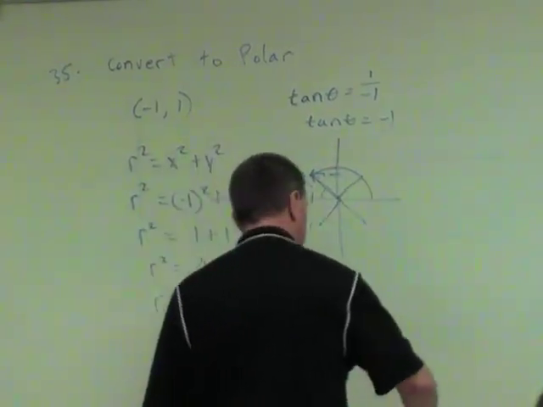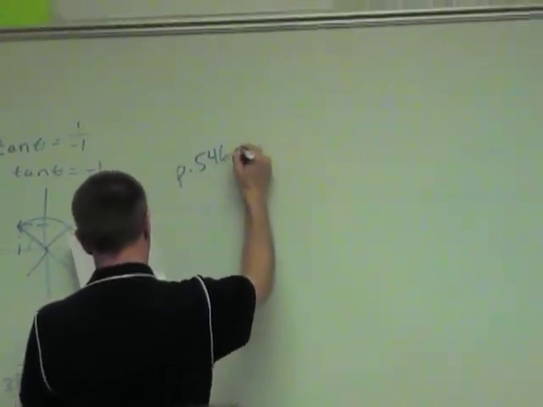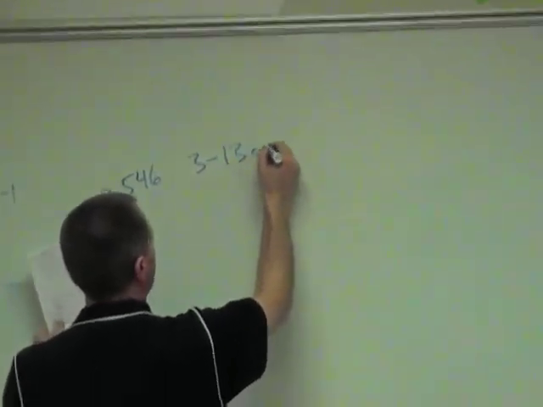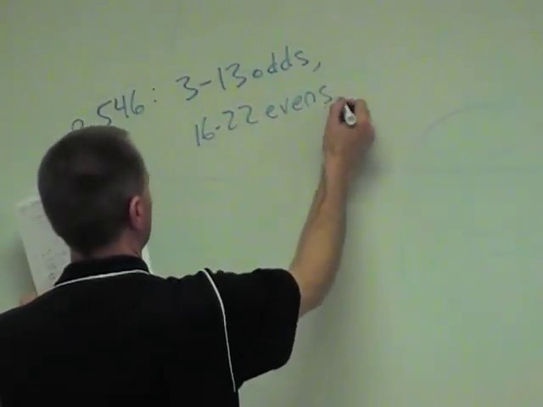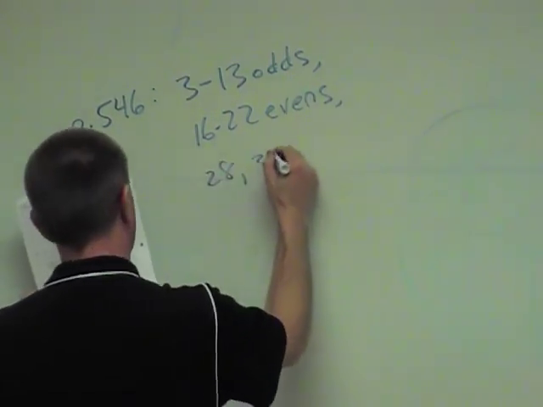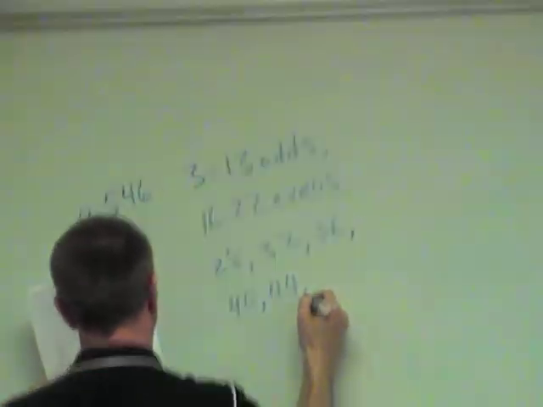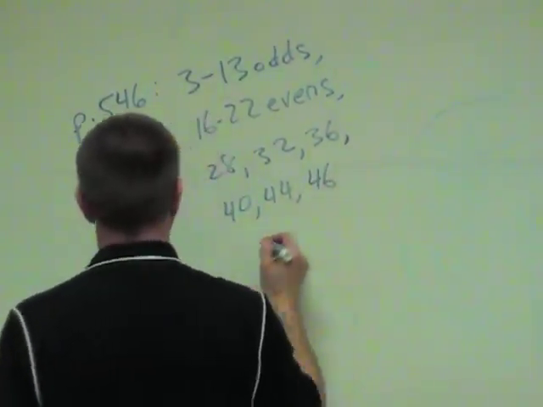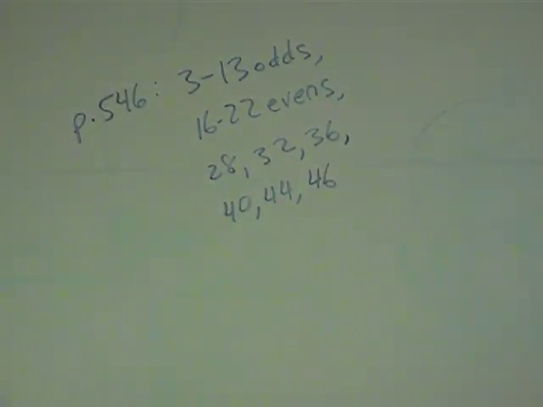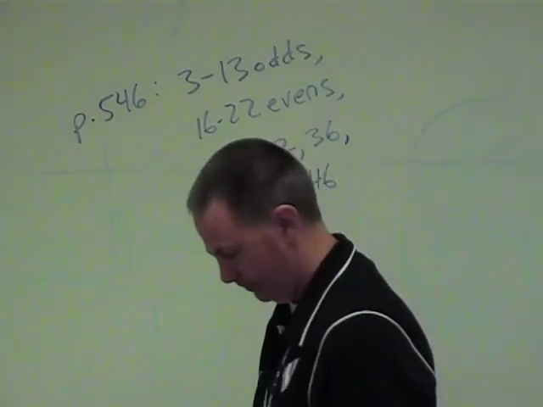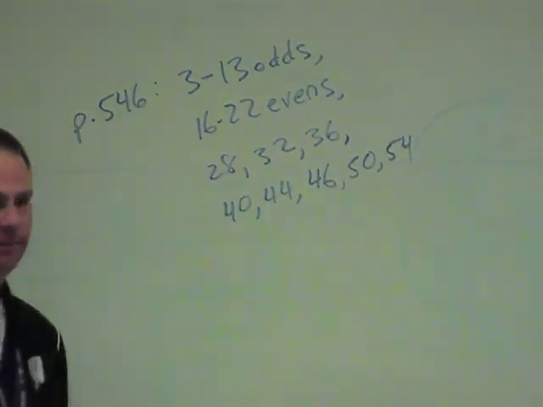Here's your assignment. You start on it, and I can help you with it. Page 546. I want you to do all of the, no, I'm sorry, 3 through 13 odds. Then I want you to do 16 to 22 evens, 28, 32, 36, 40, 44, 46, hold on a second. Fifteen, fifty-four. Okay.